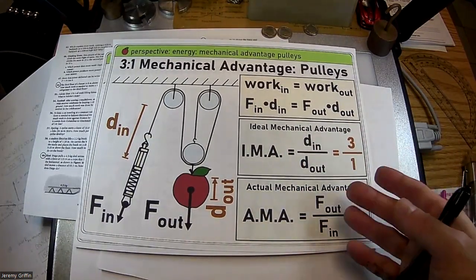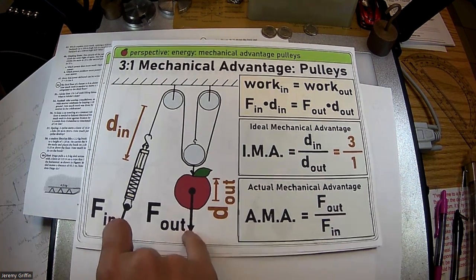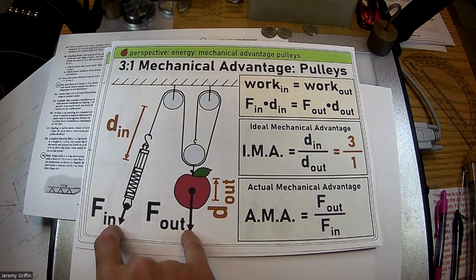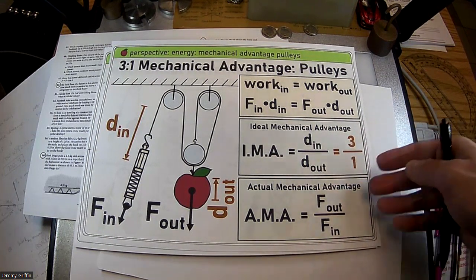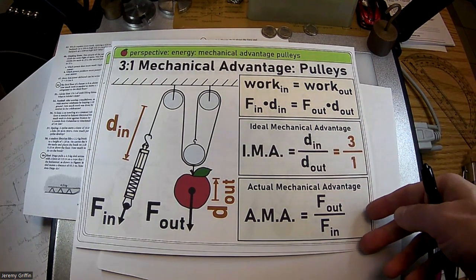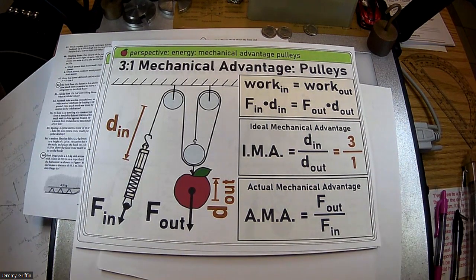So what's the actual mechanical advantage? The actual mechanical advantage is the ratio of these forces, the force being lifted compared to your input force. That can go up to, in this case, 3-to-1, but maybe it'll be a little bit less than that. Maybe it's like 2.75 to 1 or something like that. You guys get that idea?